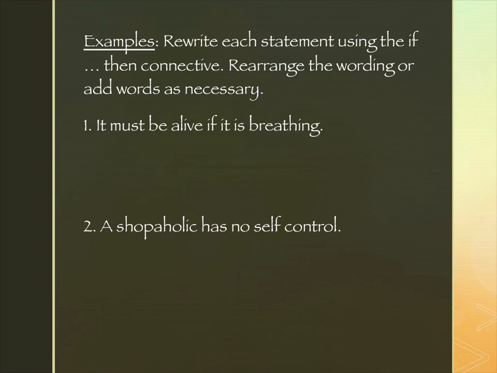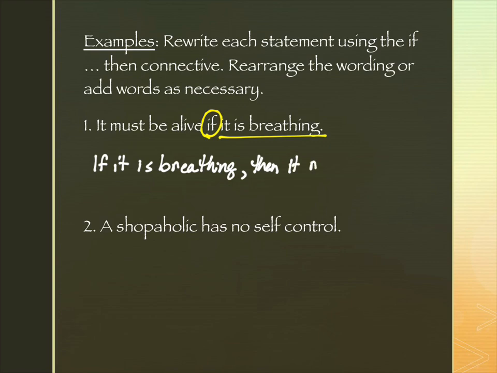Okay? So this says it must be breathing if it's alive. And what I want you to see is that the if is occurring in the middle of the statement, right? It's a little bit awkward in the way that it's written, but the if part is the beginning part of this statement, right? It's the premise. It's the hypothesis, right? It's the beginning part. So this is where we're actually going to start with our rewriting, and we're going to write that first. If it is breathing, and then we're going to go back to the beginning, which is actually the consequent, then it must be alive.